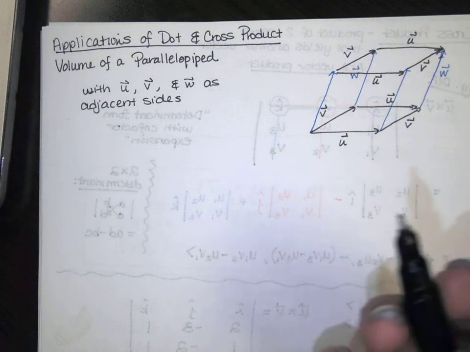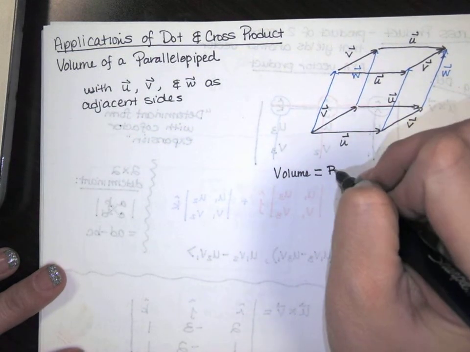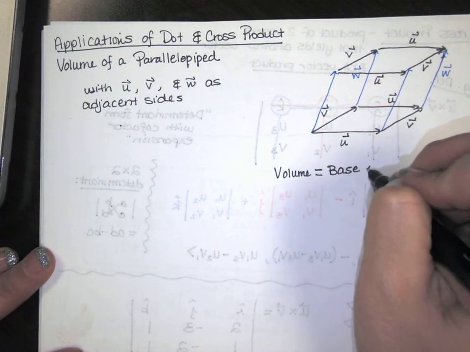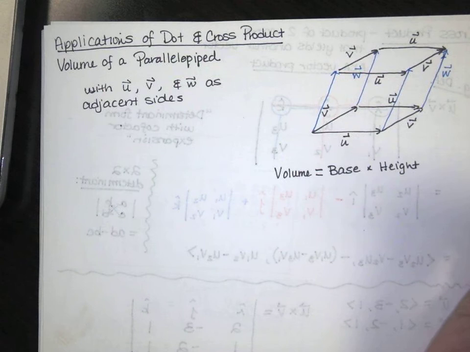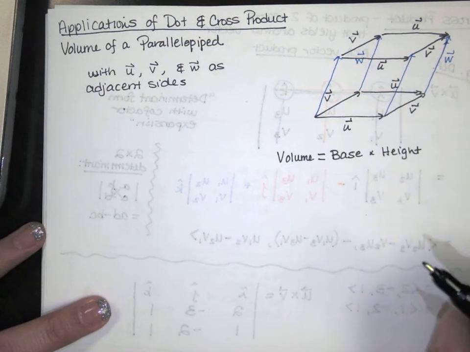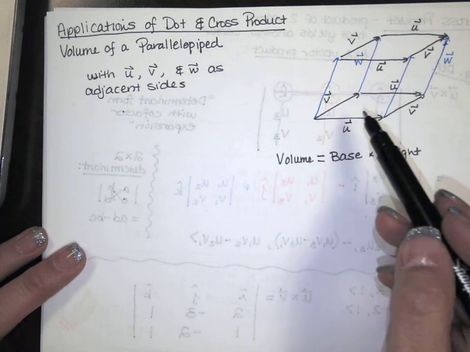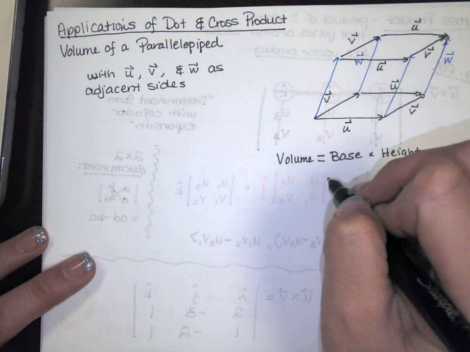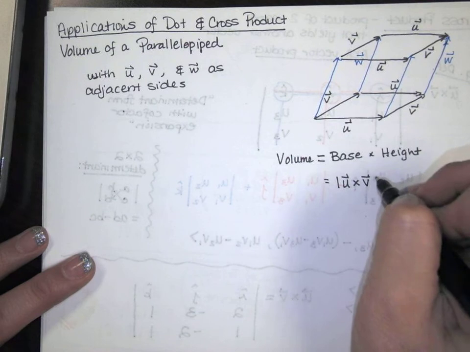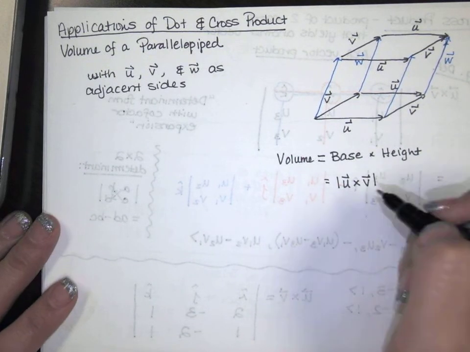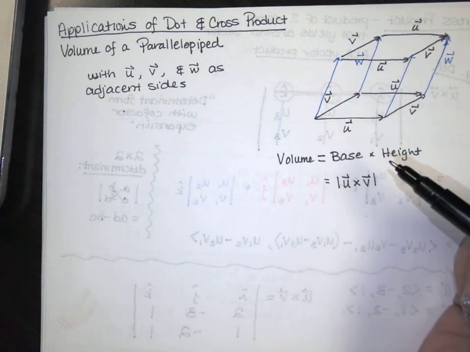Well, the volume of this thing is exactly what you would expect. It's just base times height. So we need the area of the base times the height of this guy. And the area of the base, well, that's just the area of this parallelogram with u and v as adjacent sides. We know that that is the magnitude of the cross product of u and v. So we find the cross product of u and v, we find its length. It turns out that's going to be the area of this base.